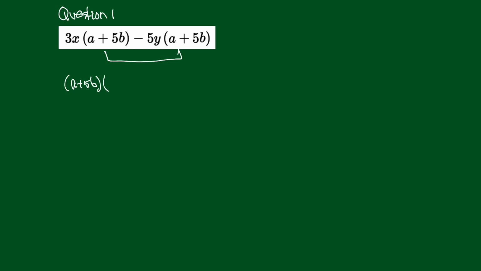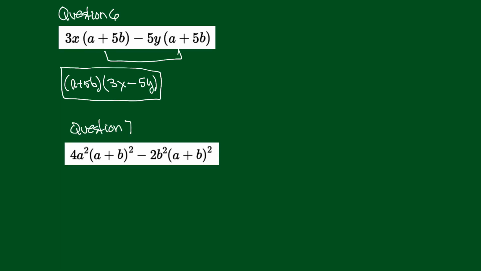Now if I remove that, what's left? Well, look at this one here. There was an a plus 5b. We removed it. So what's left is that 3x. Now there's a minus. Over here, there's a 5y and an a plus 5b. We removed the a plus 5b, so what's left is that 5y. And this is factored. You can check it by multiplying it back out.